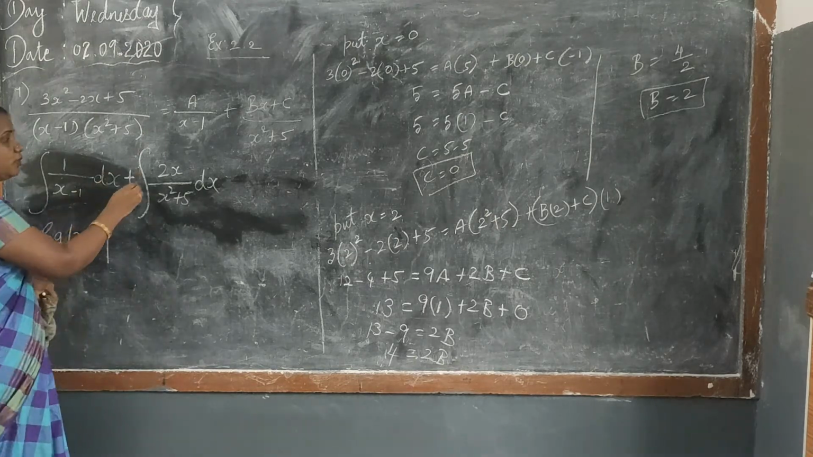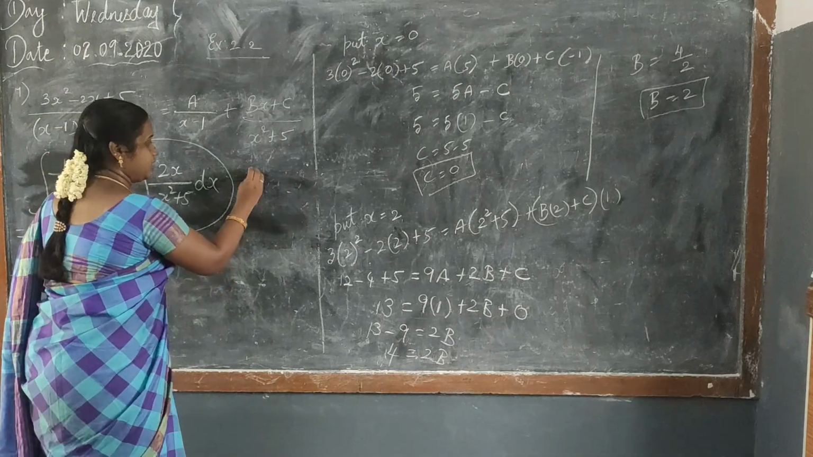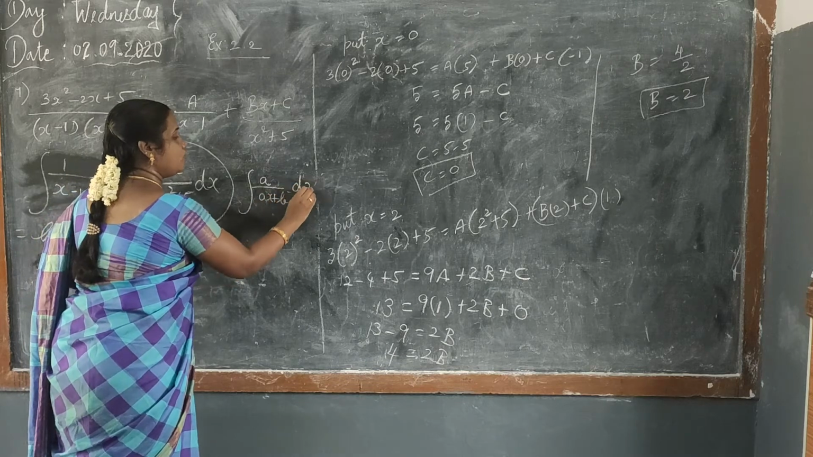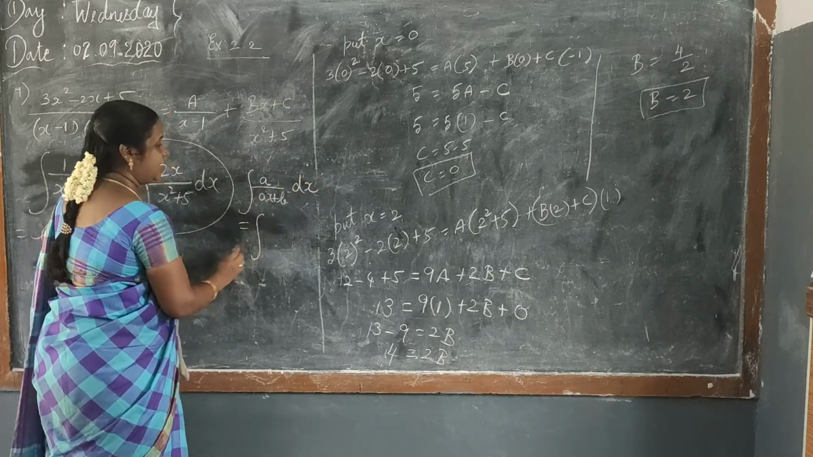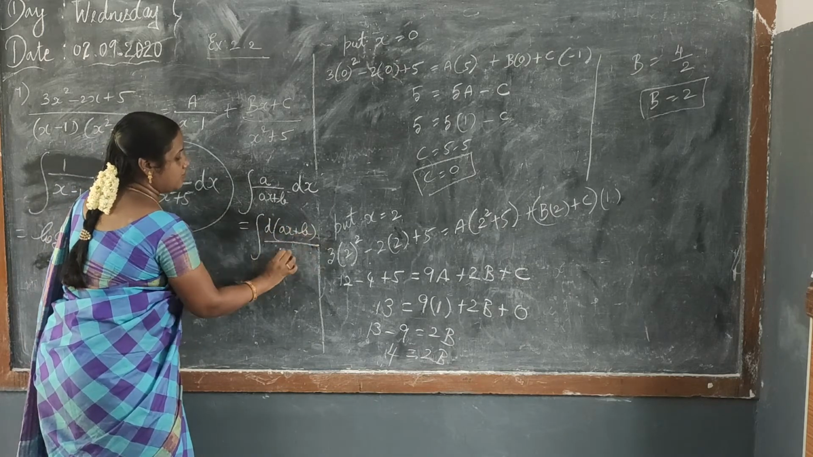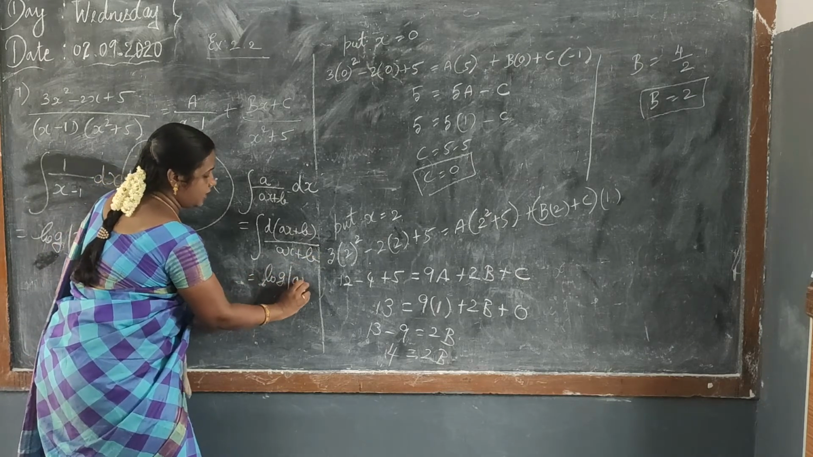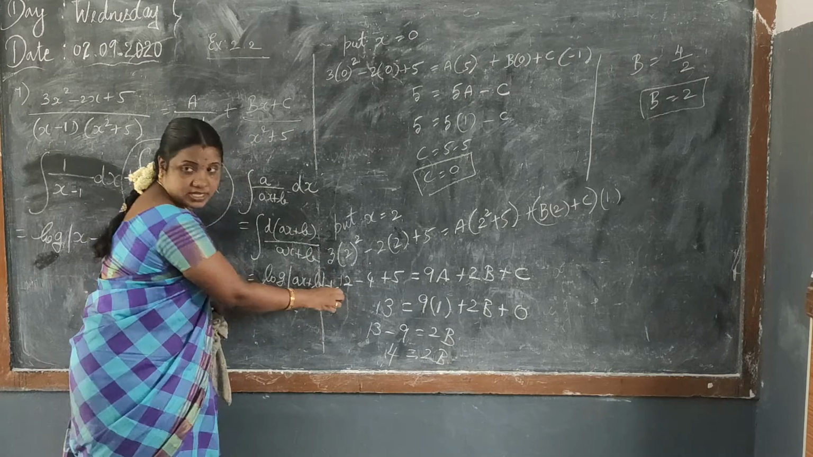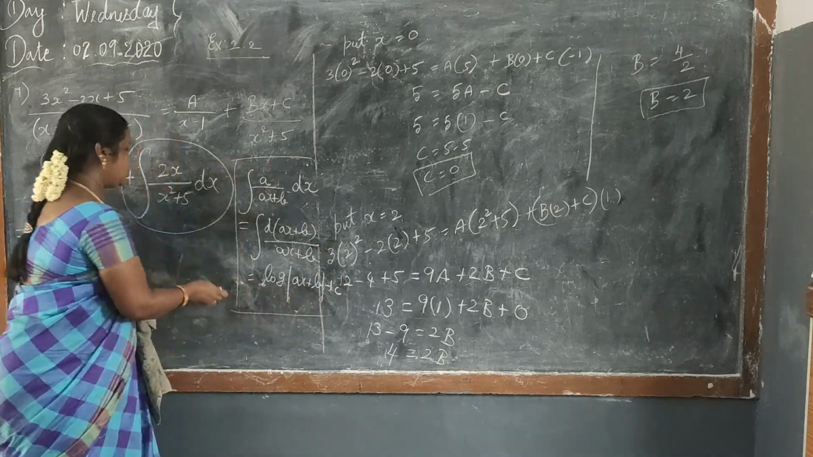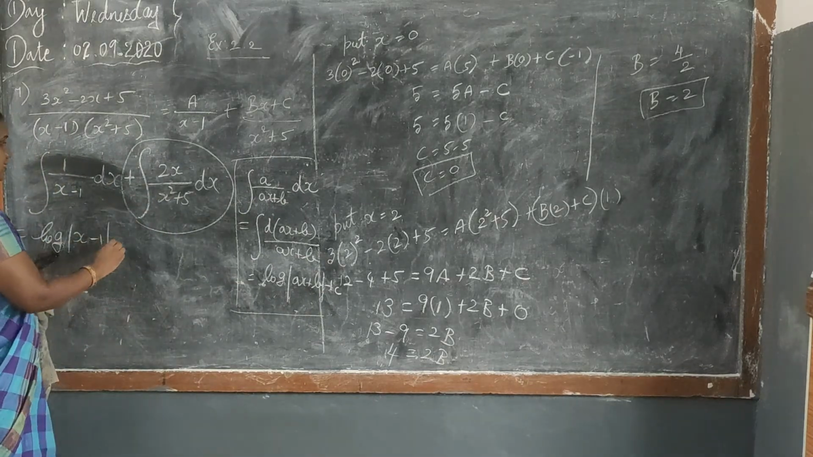See, this is a very important step. In this step only we are going to use one new result, that means integral of a by ax plus b dx. This result is given in your book. It is the integral of d of ax plus b by ax plus b, and the answer is log of ax plus b plus c. This is our new result. We are going to use it in this problem. Have you understood?